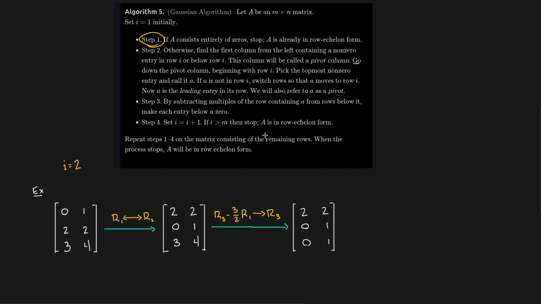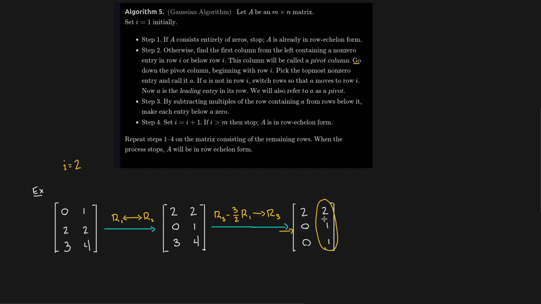So step 1. If A consists entirely of 0, stop. I don't have to stop there. Step 2, otherwise find the first column from the left containing a non-zero entry in row I or below row I. So now I is 2. So I want the first non-zero entry in row I or below row I, the first column with a non-zero entry. So I'm not going to use this column because all of these entries from row 2 down are 0.